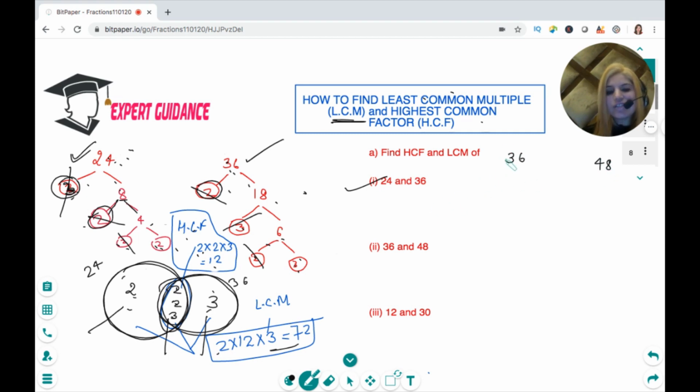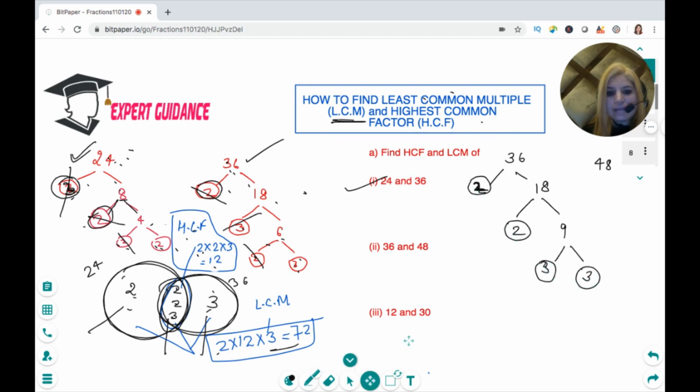Let's start with 36. Now 36 is 2 times 18. So we'll make the tree diagram where 2 is my prime factor, so I'll circle it. 18 is still not a prime factor, so we will break 18 further, and 18 can be broken down into 2 times 9, and then 9 can be broken down into 3 and 3. So all the factors of my number 36 are 2, 2, 3, and 3.